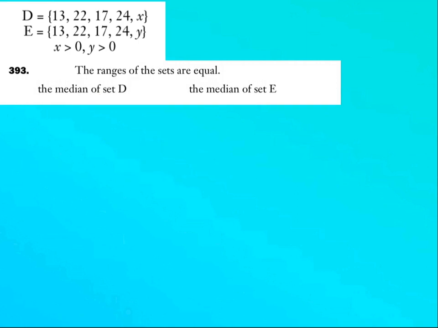Now we have the same sets but with some more information, and that is the ranges of these two sets are equal. Now range is basically the spread. It's the greatest value minus the least value. Given this information, we have to compare the medians. Now for the median, we always sort the set. But the problem is we don't know what x and y are. Now they can be on the extreme ends, the least values or the greatest values.